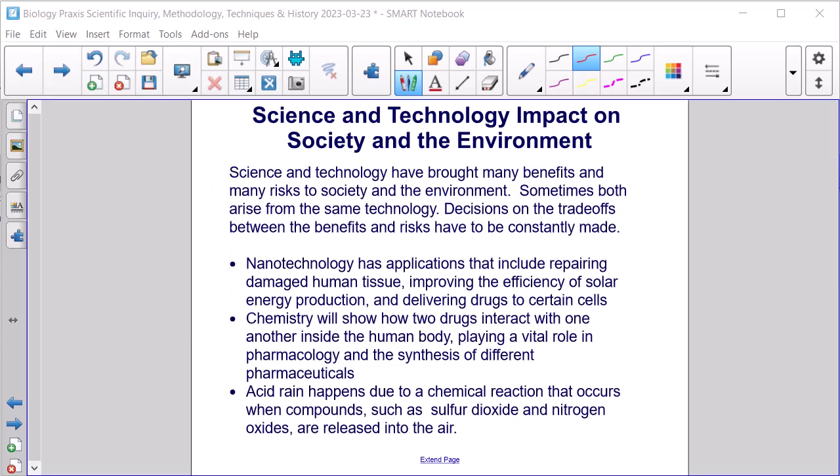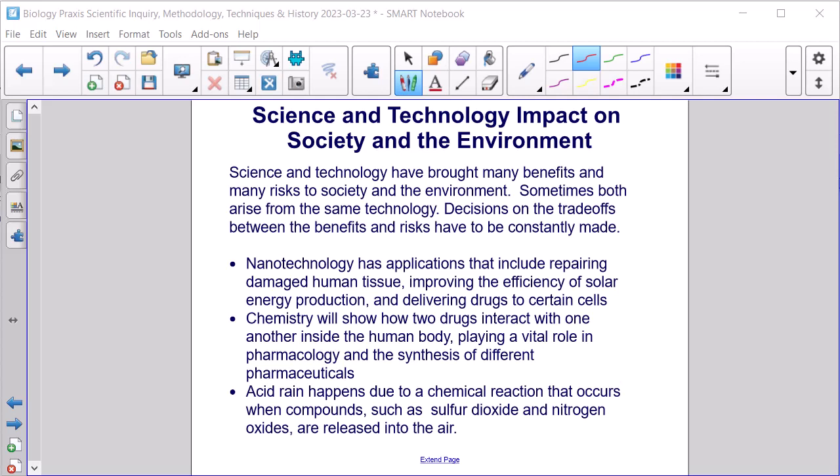Science and technology impact on society and the environment. Science and technology have brought many benefits and many risks to society and the environment. Sometimes both arise from the same technology. Decisions on the trade-offs between the benefits and risks have to be constantly made.